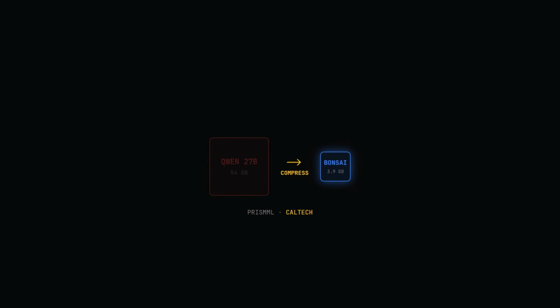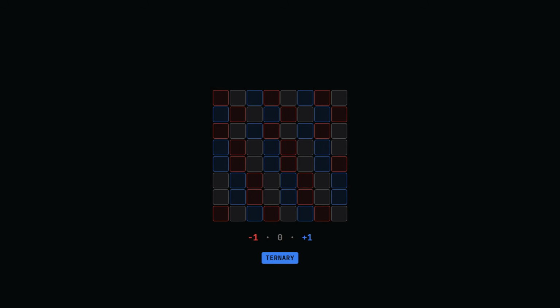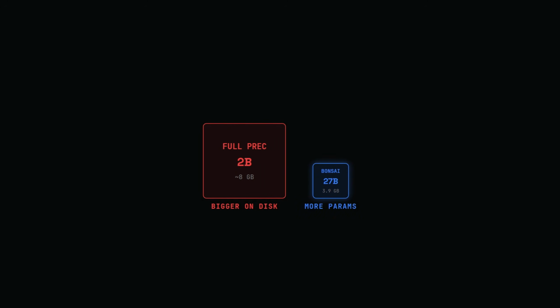Here's the trick, and it is not normal quantization. They retrained every single weight to be one of 3 values, -1, 0, or +1, ternary. Under 2 bits per weight, top to bottom, no full precision escape hatch anywhere in the network. The payoff is absurd. The quality build is 5.9 GB. The tiny build is 3.9. A 27 billion parameter model that is smaller on disk than a full precision 2 billion model.